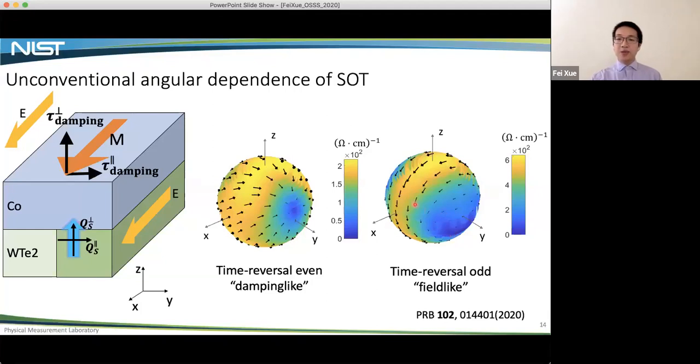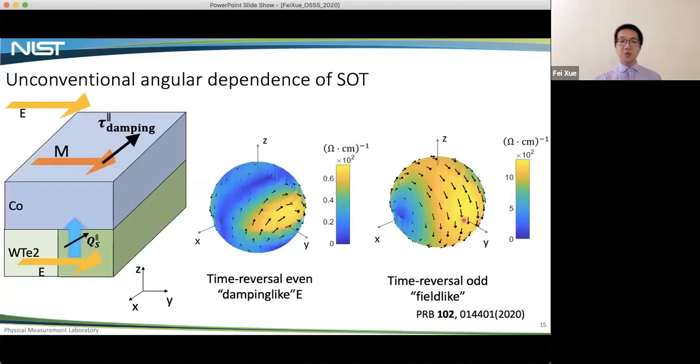So this is the time-reversal odd part. The conventional one has this field-like torque. We also have that, but there are also higher order contributions, which are not of interest in this talk. But we see that for this field-like torque, we see unconventional behavior also. We see that in the high symmetry y direction, there is still a torque, even though it's small, but it's still non-zero, which is not allowed in the conventional one.